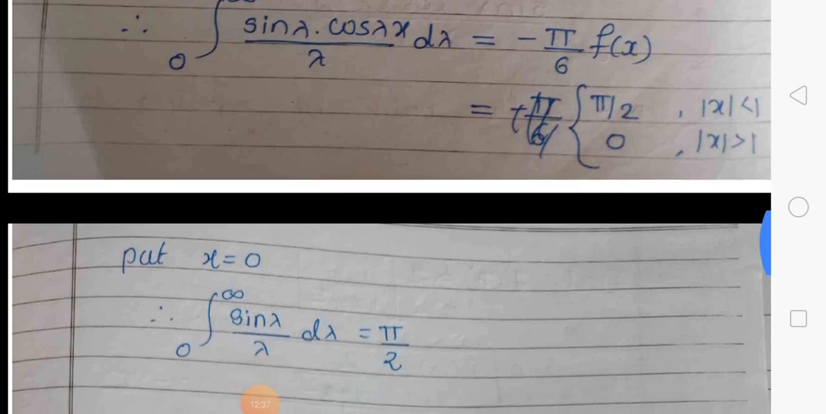In this way, we find the value of the Fourier transform for even and odd functions by using the formula.